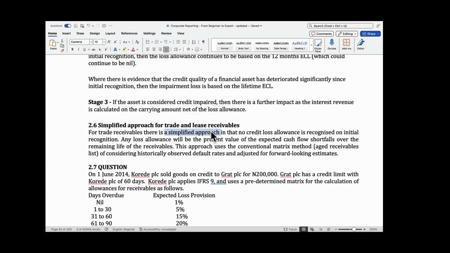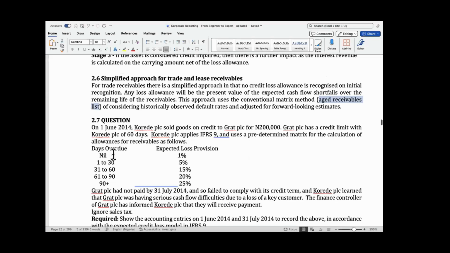All you just need to do is use what we popularly call aging schedule. Like aged receivables lists. Just like this question, days overdue. If there's no days overdue, meaning the guy is not owing yet, he has not defaulted. We told him to pay in 60 days, and the 60 days has not elapsed. We can say, okay, let's make a loss provision of 1%.